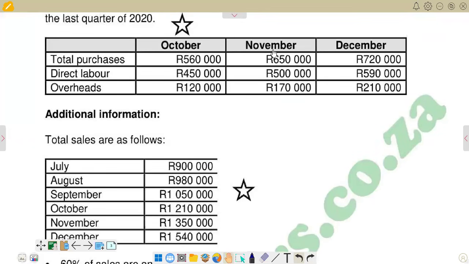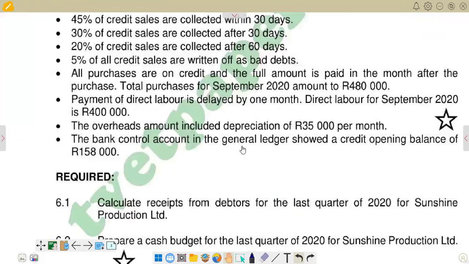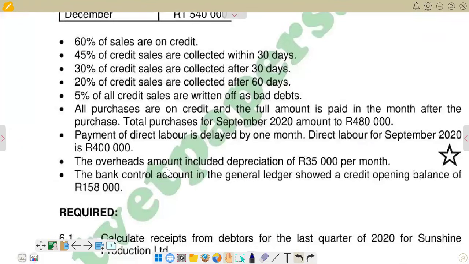We are given October, November, December, then September is given in the additional information. It means the one for September is going to be paid in October, the October one will be paid in November, and the November one will be paid in December. We record it in the month that the actual cash was paid.